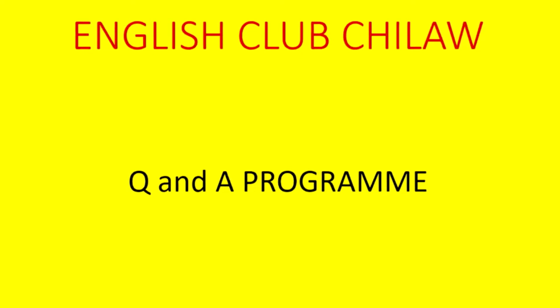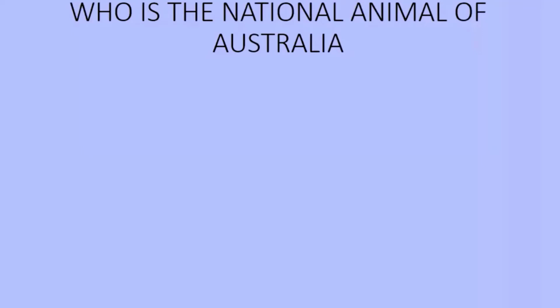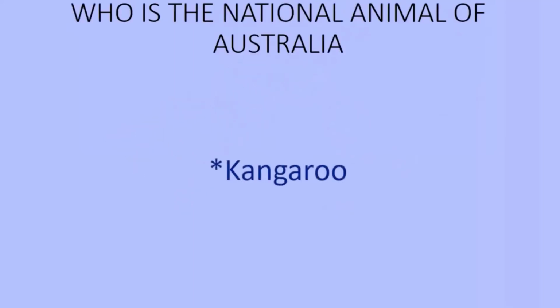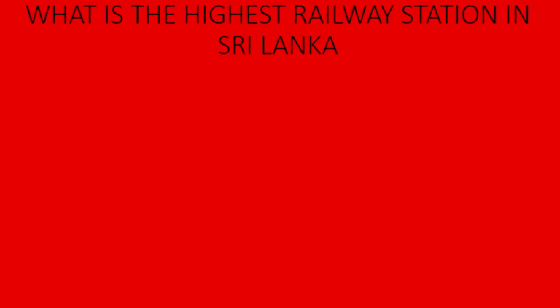Everybody, my dear Chamara sir and my dear sisters and brothers. Today I am going to present a multimedia Q&A program. My first question is, who is the national animal of Australia? Pasindu. Kangaroo. Correct answer is kangaroo. My next question is, what is the highest railway station in Sri Lanka? Samita. I don't know. Correct answer is Pattipola.